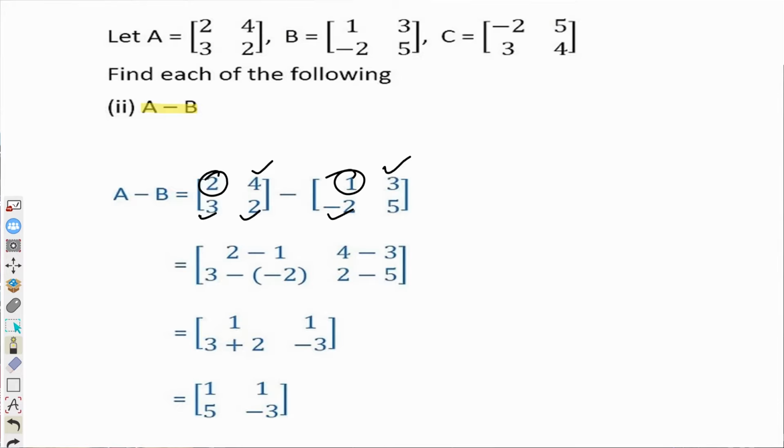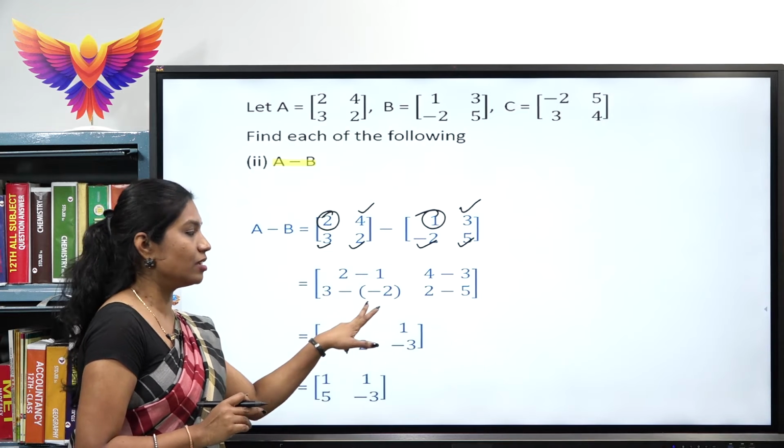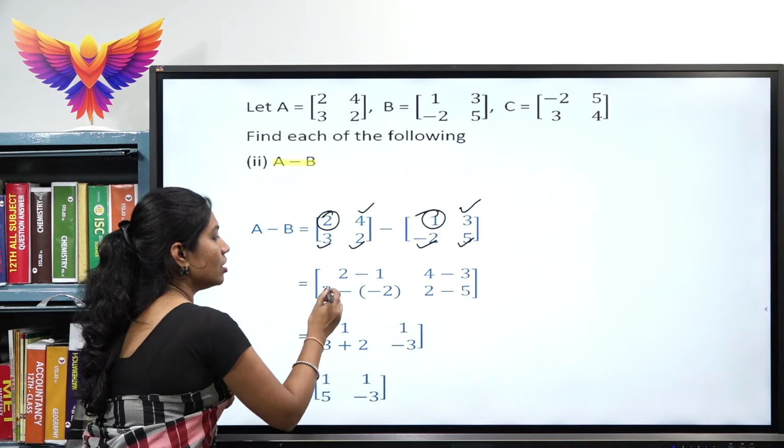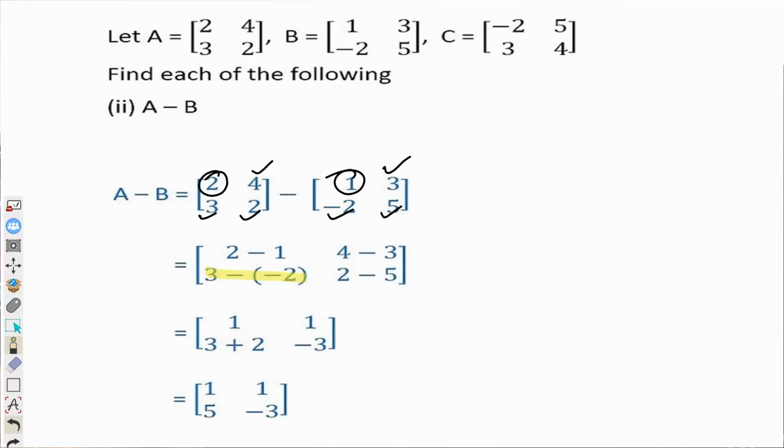You need to be very careful when you have a negative term here. When you have minus of minus, you should be very careful. If it is 3 minus of minus 2, it will be 3 plus 2. So, normal simple simplification is what we are supposed to do here.